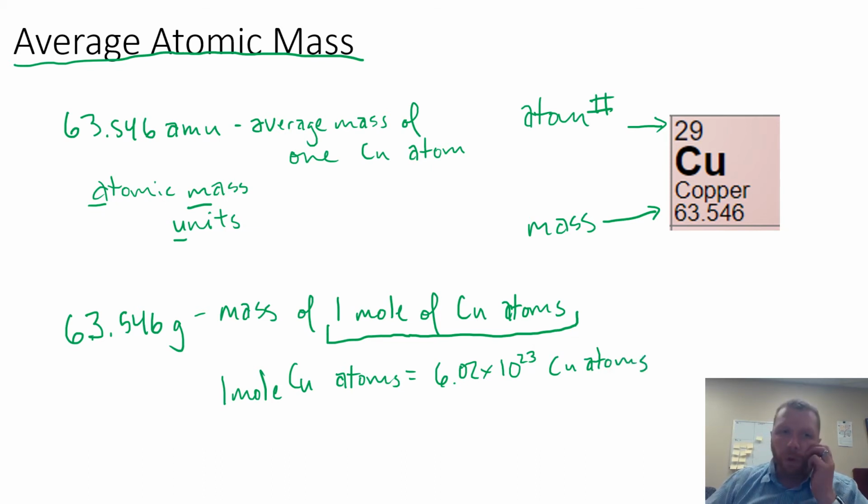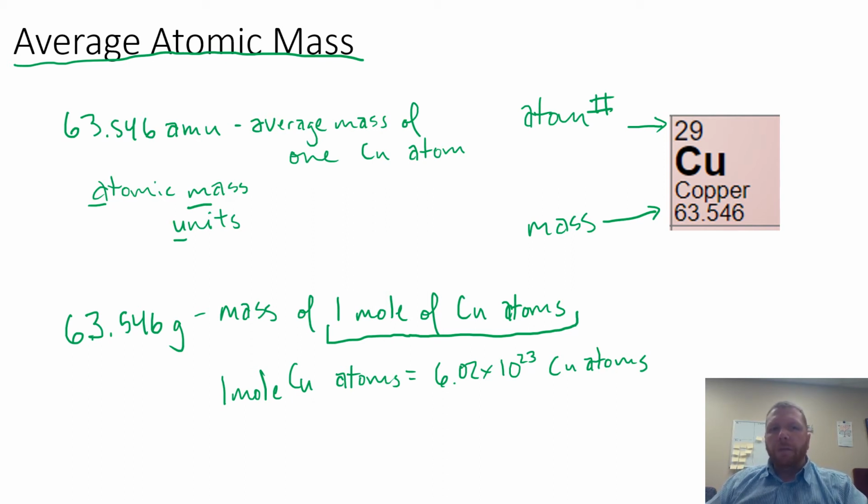So 63.546 grams is not a huge amount of mass if you consider 454 grams is 1 pound. So this is getting at 63.546 grams of copper atoms. If you had that, you could put that in your hand. That would mean you would have 1 mole of copper atoms. Okay, now this average atomic mass, what does that mean?